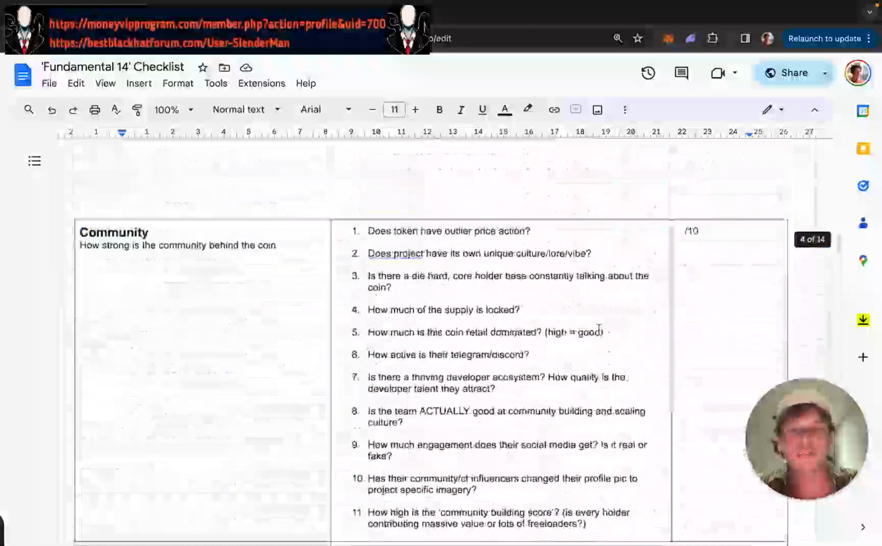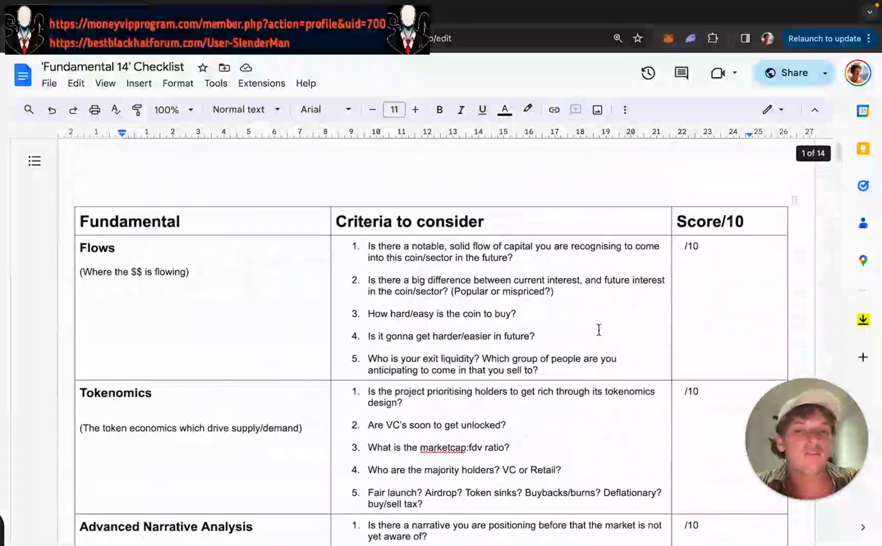It's probably going to look different in a month or two, okay? If there's more questions, if it's different. Just understand this is the first edition of the Fundamental 14 checklist.